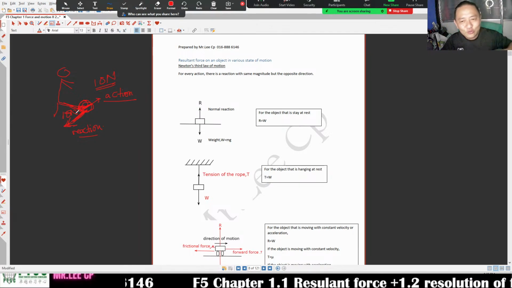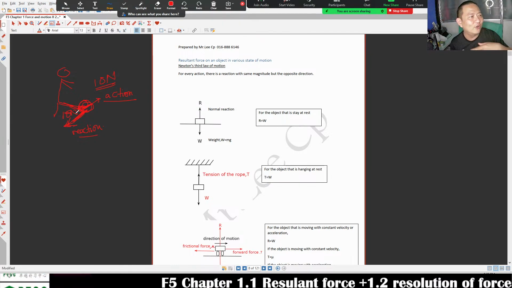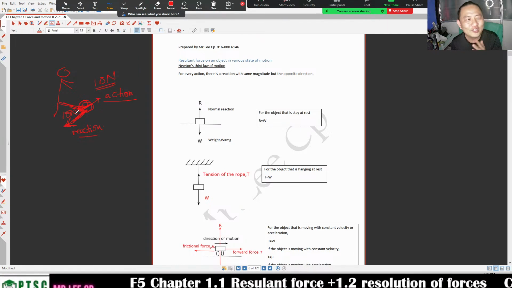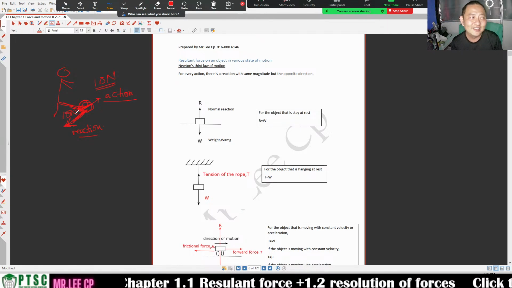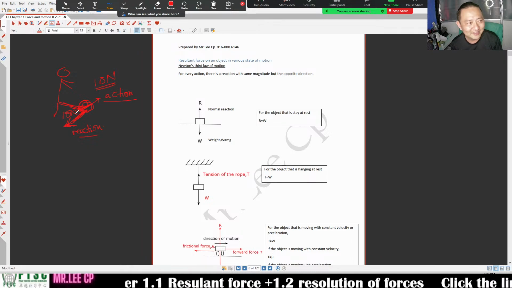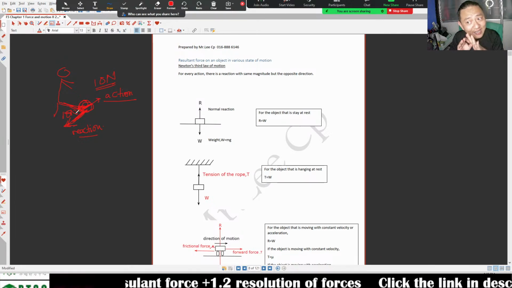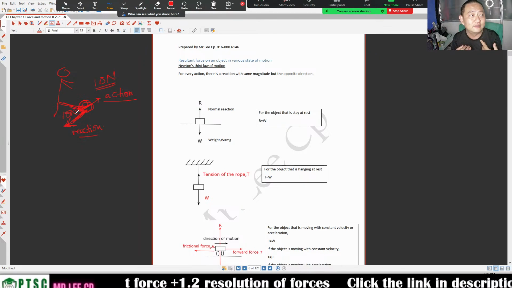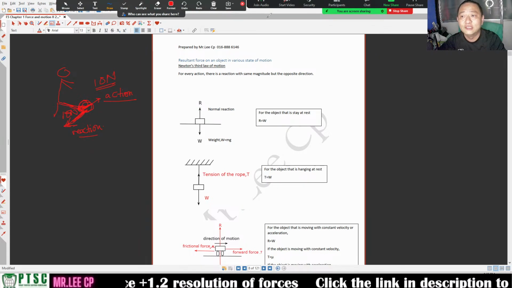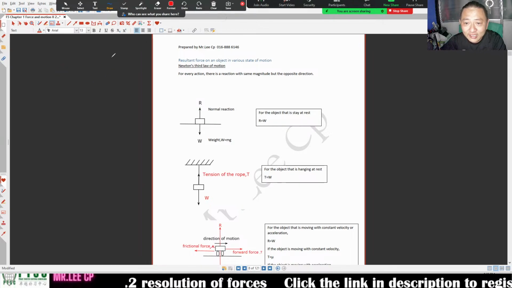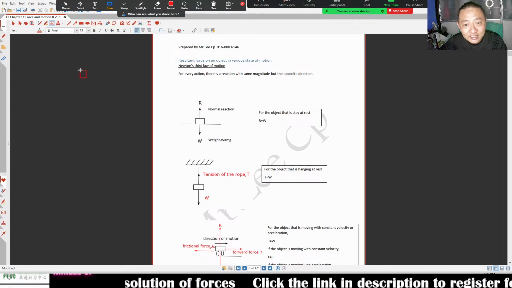If I slap you with 10 Newton, your face hurts with 10 Newton, but my hand also hurts with 10 Newton. The force will be the same. So every action has a reaction, but in the opposite direction. Let me take one more example, which is a trolley.